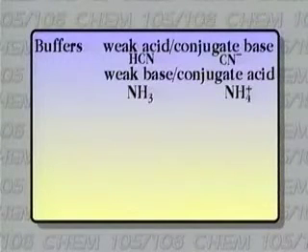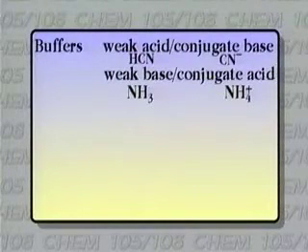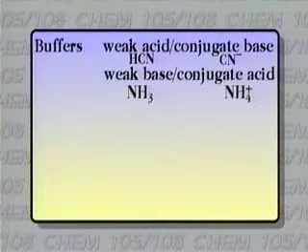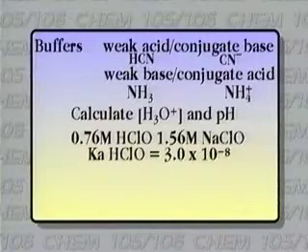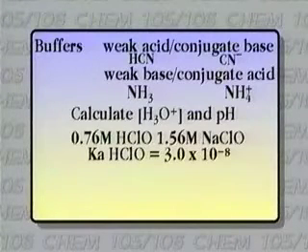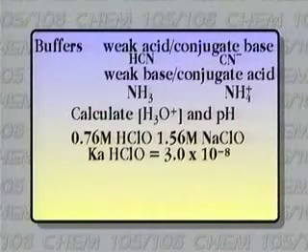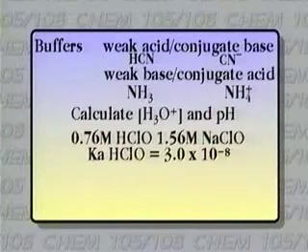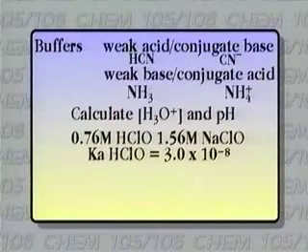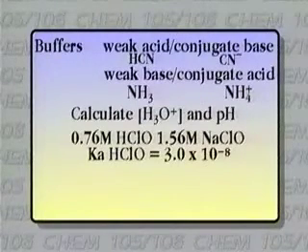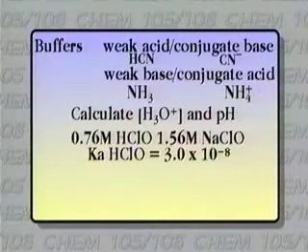Well, let's look at a quantitative relationship relative to a buffer. It asks us to calculate the concentration of the hydronium ion and the pH for a system which is made up of 0.76 molar hypochlorous acid, HClO, and 1.56 molar sodium hypochlorite. The Ka for hypochlorous acid is 3.0 times 10 to the minus 8.